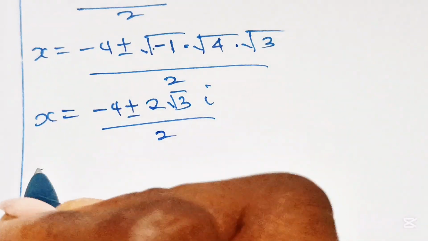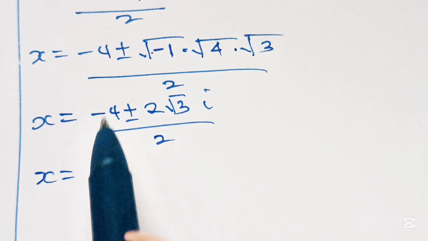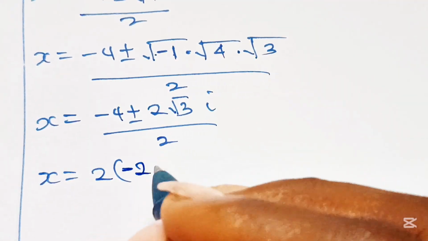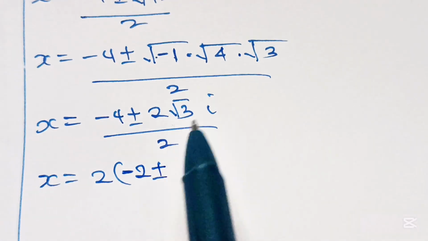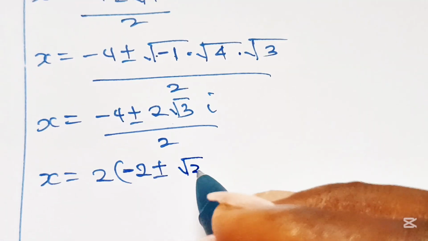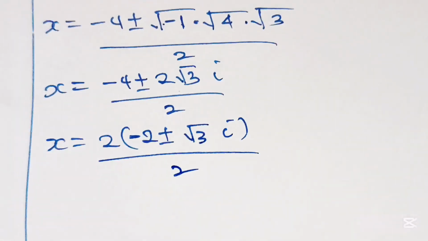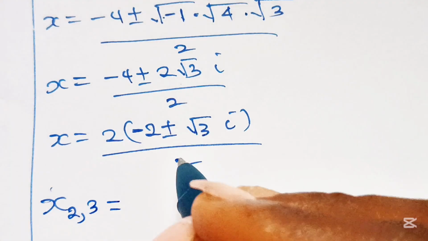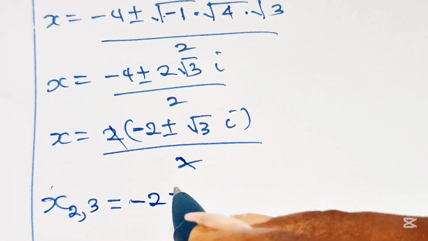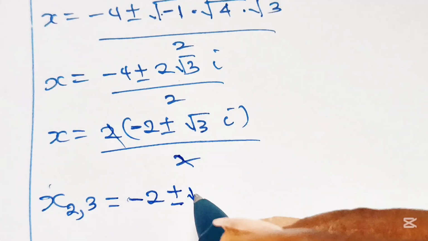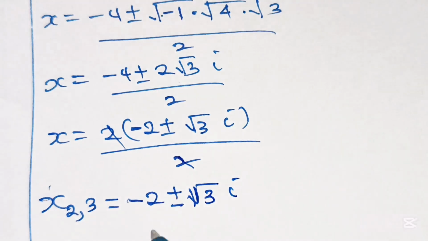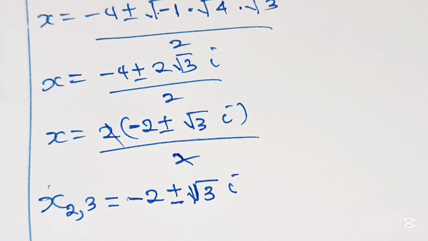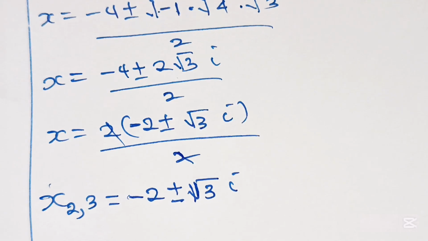Now if you look closely, you can see that from the denominator we can factorize 2 out. So if we do that, we have minus 4 divided by 2 is minus 2, plus or minus, when this is divided by 2, we have root 3 i remaining, everything divided by 2. So we can see that the second and the third values of x will be minus 2 plus or minus square root of 3 i. So we have gotten 3 values of x already. Now let's go ahead and get the remaining values of x, which is very easy to get.